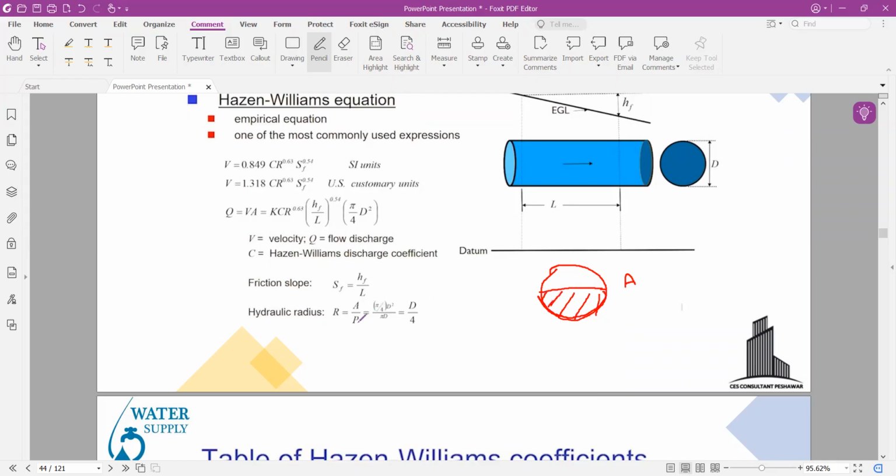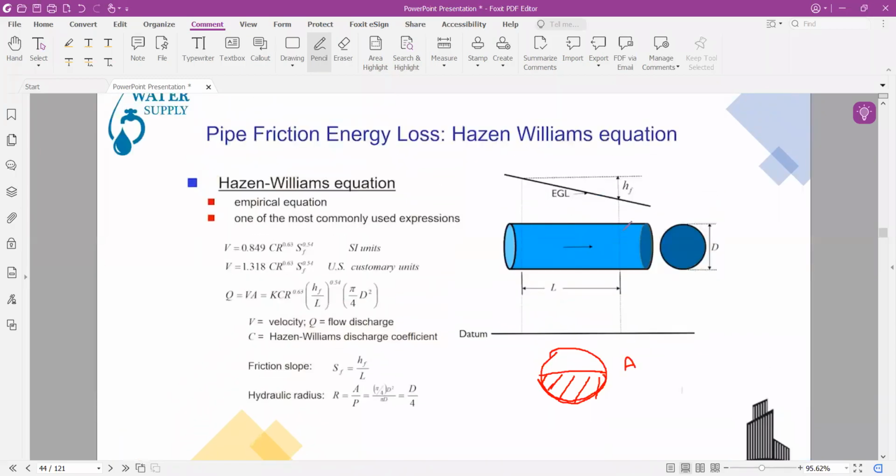So area by weighted hydraulic radius is basically the area by weighted parameter, and SF is the friction slope. For open channel flow, the friction slope is equal to the slope of the channel bed. But in the case of a pipe, it is different, because in a pressurized flow, the friction slope is equal to the head loss that occurs through the length. So this is equal to the slope of this line, the energy grade line. This SF is basically the slope of the energy grade line.